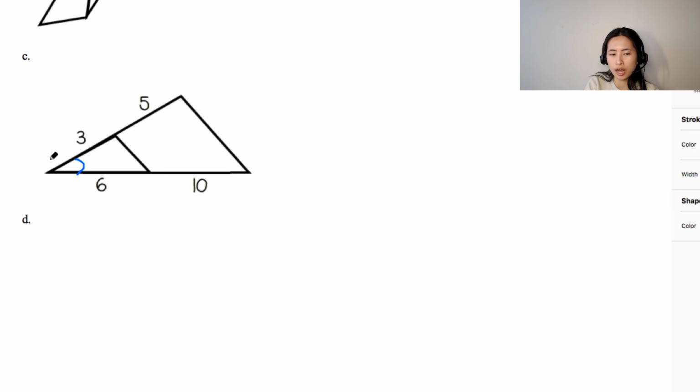So let's say I'm comparing 3 from the smaller triangle to the larger triangle, which is 8, because 5 plus 3 is 8. So it's 3 over 8. I'm comparing 3 and 8, and then on top of that, I'm comparing 6 and 16. So that's how you're going to set this up. You're not comparing 10 and 6. It has to be 6 the smaller triangle, and then the larger triangle, which is 16.